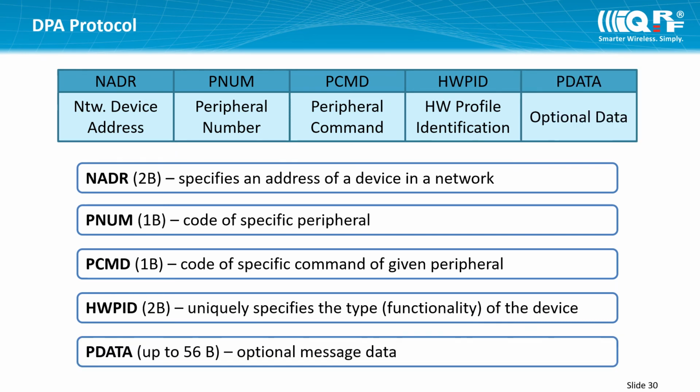The last part of the packet is optional, and it is a space for up to 56 bytes. For example, if the peripheral will be the EEPROM and the command will be write, here is the space for the EEPROM address and the data to be written.